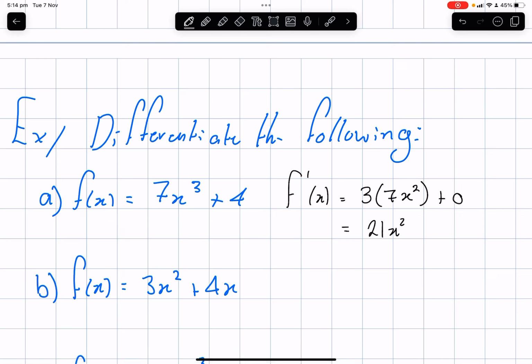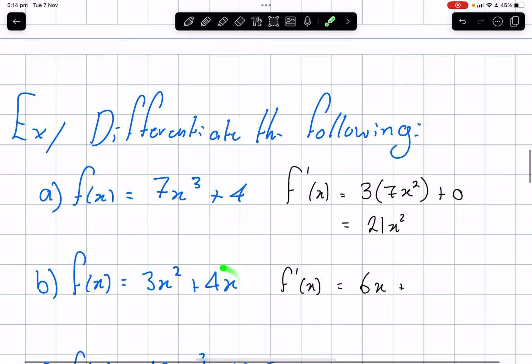So in part B, f of x equals 3x squared plus 4x. So f dash of x equals. The 2 comes out the front and multiplies by the 3 to give me 6. The power 2 drops by 1, so I'm just left with x to the power of 1. Now, I've got to do this term as well. x is currently to the power of 1, so 1 comes out the front and multiplies to be 4. And then my power drops to 0. But anything to the power of 0 is just 1. So that means I've got 4 times 1, which is just 4.